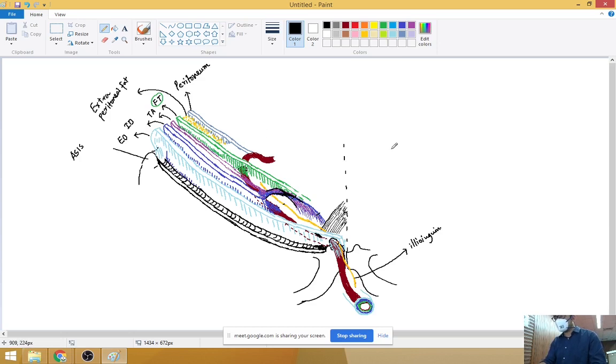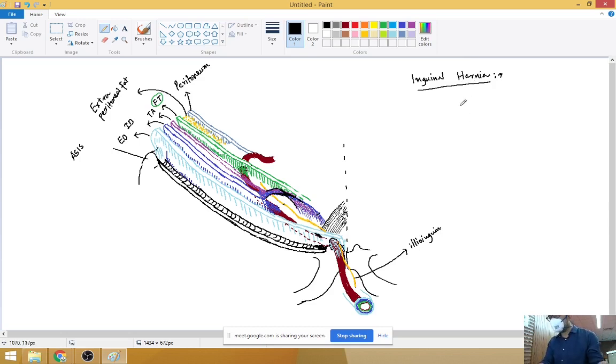Now we are going to discuss the hernia. Since this is the inguinal region, we will be discussing the inguinal hernias. A hernia is a protrusion of an abnormal sac through any abnormal opening which is otherwise not present. When there is an abnormal protrusion of a sac through an abnormal opening, that is known as a hernia.